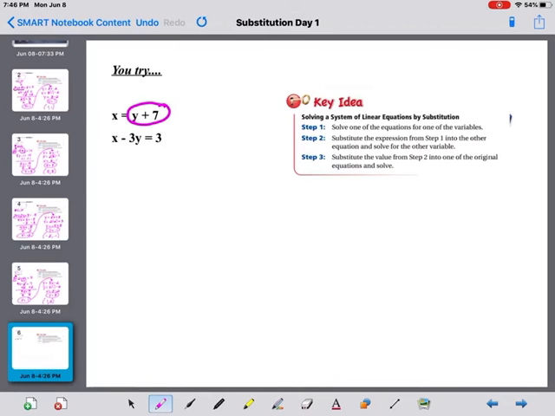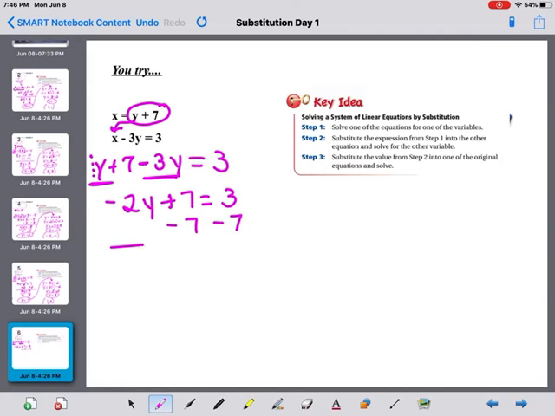So in this problem, x is equal to y plus 7, so I'm going to replace x in the second equation with that y plus 7. I'm going to recopy the minus 3y and the equals 3. I need to combine that y, which remember is a 1y, and this negative 3y. Don't forget about the negative sign. So that gives me negative 2y plus 7 is equal to 3.